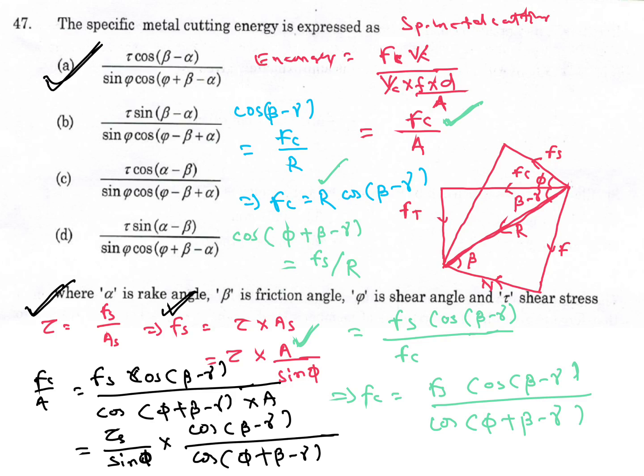If you remember the Merchant circle diagram, this type of questions you can easily solve. Sometimes they are asking this one also, beta minus gamma. Fc value, Ft value they will give. You have to find out the beta minus gamma value. Sometimes friction angle also they are asking, or coefficient of friction also they are asking. Coefficient of friction mu equal to F by N. Here you will get F, and here you will get N.